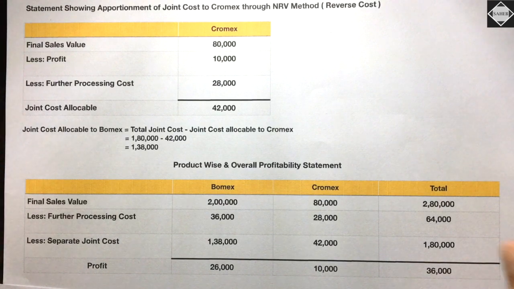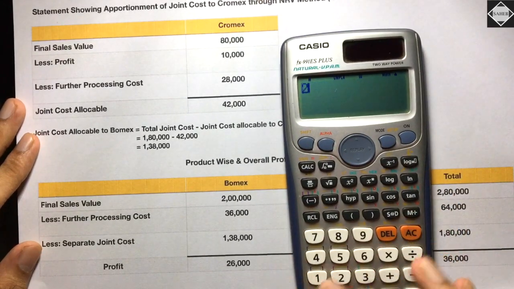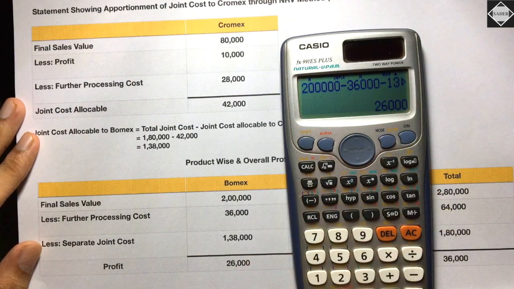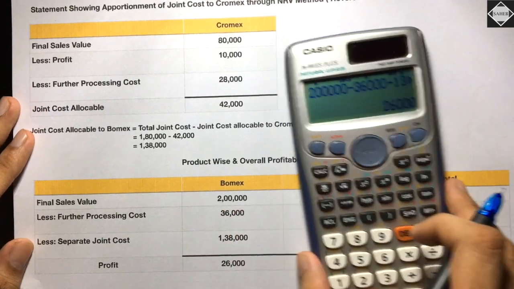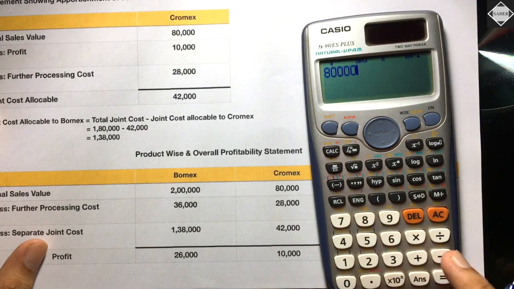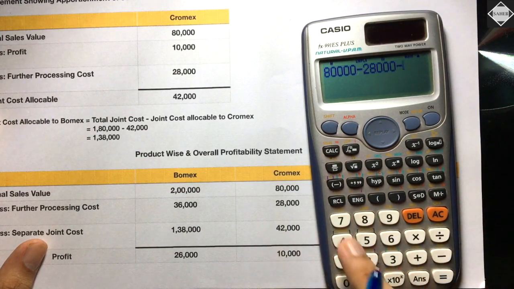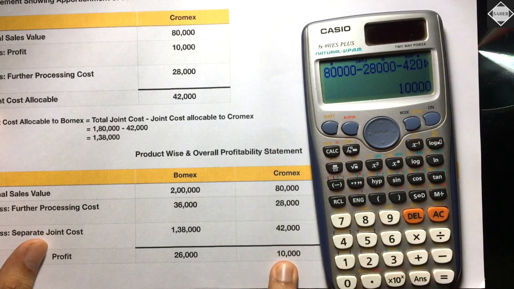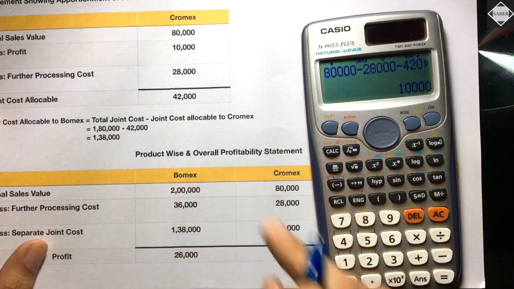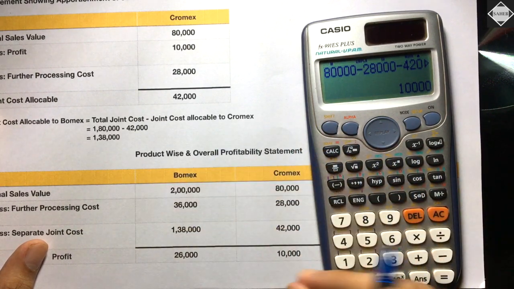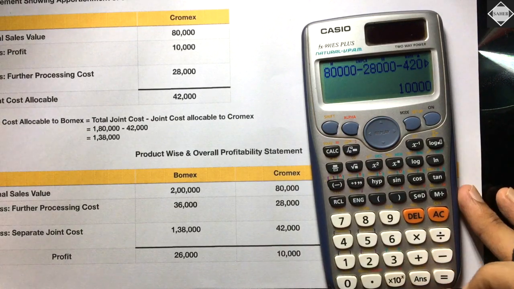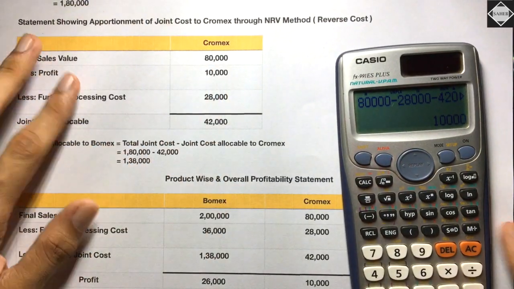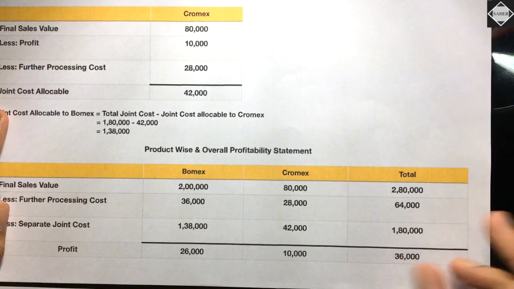So that's what you will do. Let's do this in the calculator. 2 lakh minus 36,000 minus 1,38,000 is equal to 26,000. So 26,000 is the profit in case of Bomex. And in case of Chromex, 80,000 minus 28,000 minus 42,000 is equal to 10,000. The same thing will come. You don't need to do calculation over here. Directly you can also take 2,000 into 5, which is equal to 10,000. That way also you can show them, because you already know the profit now.